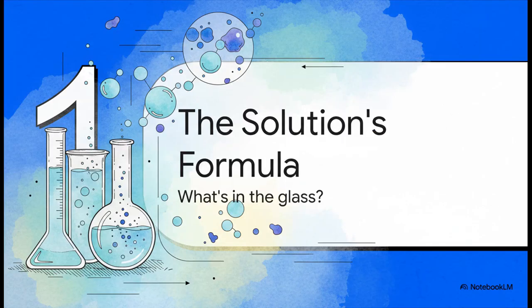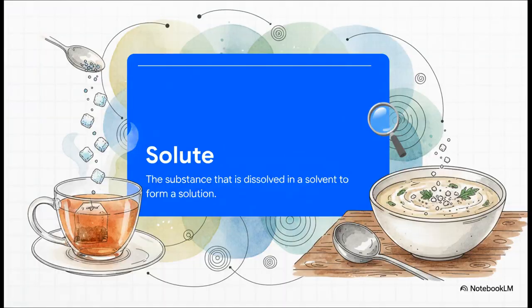Okay, so let's zero in on those perfectly blended, uniform mixtures. In science, we call them solutions. And to really get what's going on, we need to meet the key players. So, first up, you've got the solute. This is the stuff that gets dissolved. It's the ingredient that seems to kind of disappear, right? You know, like the sugar you stir into your tea or the salt you add to water.